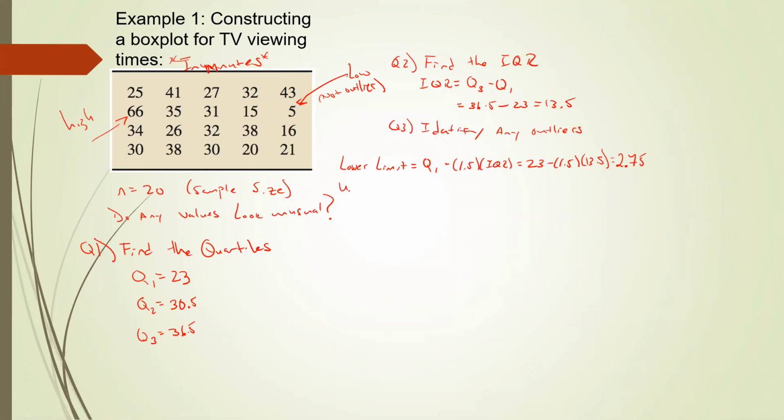All right, so let's do the upper limit now. So you take Q3 plus 1.5 times the IQR. So Q3 here, you take 36.5 and you add 1.5 times that IQR, which is 13.5. And can anybody help me out with that? Yeah, it's 56.75. Thank you. I appreciate that help there.